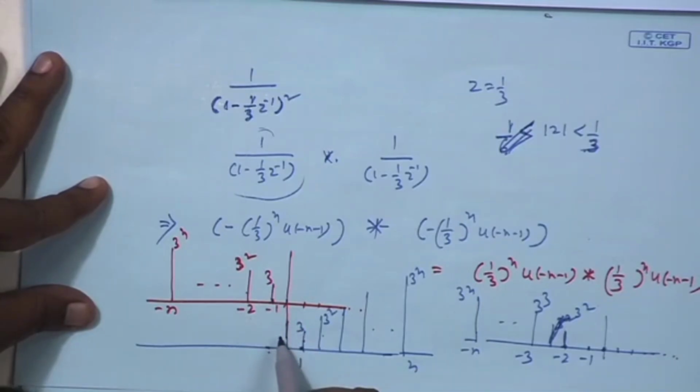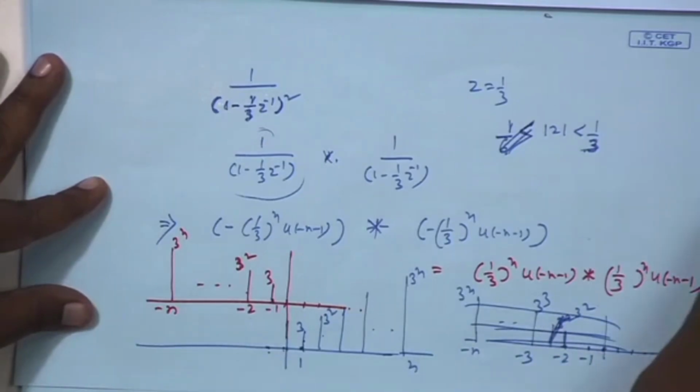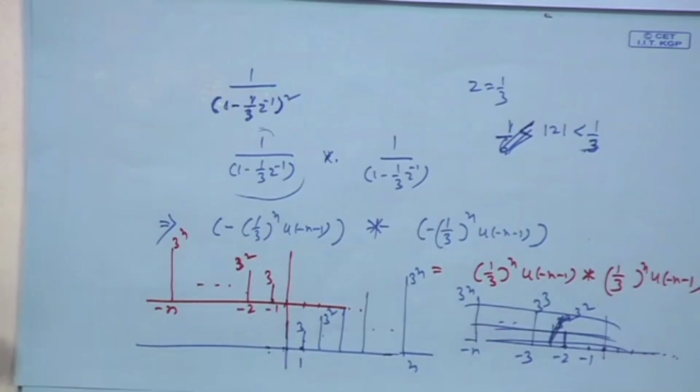Okay. So, I leave this as an exercise to you. You carry out this convolution between the two and you get the result. Let this be an exercise. Maybe I will put it in the assignment. So, that is all for inverse Z transform calculation.